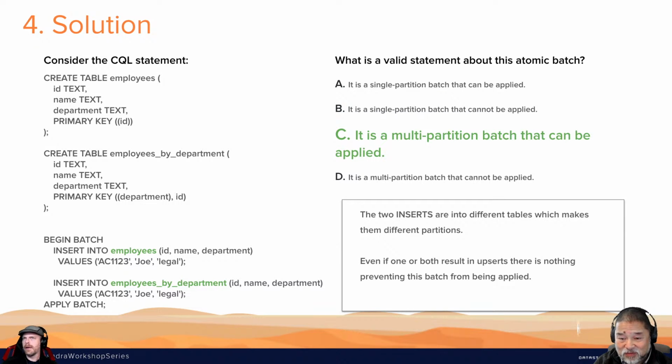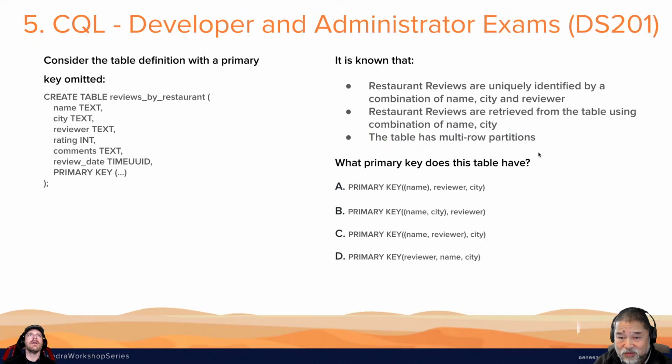All right, wonderful. Okay, let's move on to our next question. And I will pop your Menti. So we're on question 5. If you're following along in the GitHub repository, question 5. Consider the table definition with a primary key omitted. What primary key does this table have? Don't forget to read the "it is known that" section.